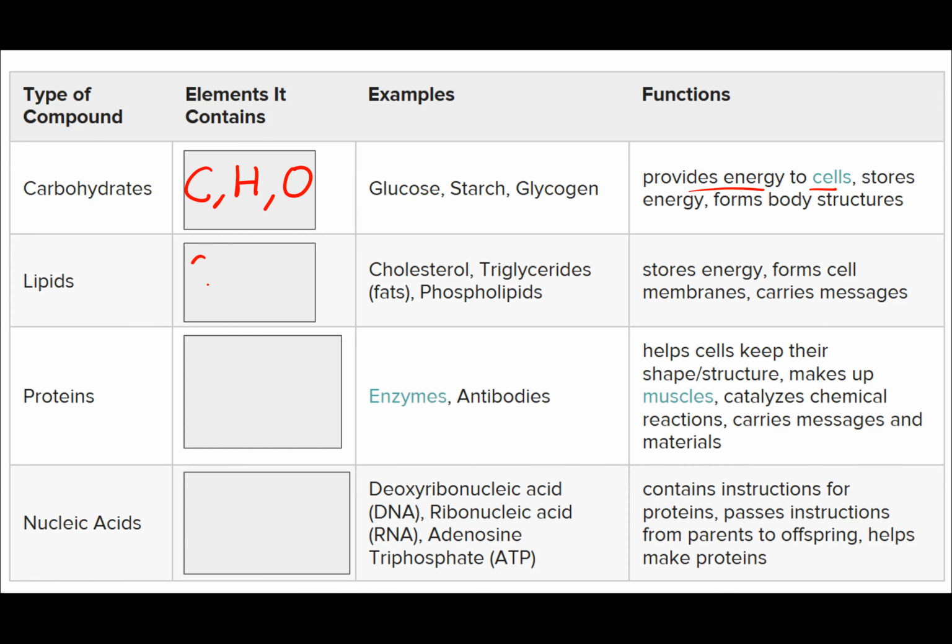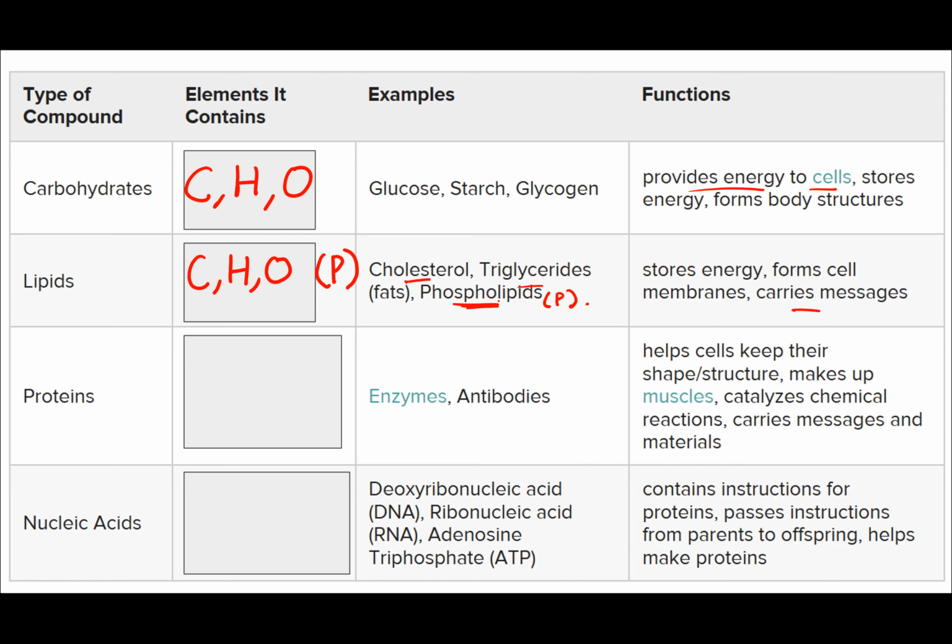Next, we have lipids. Lipids are also made of carbon, hydrogen, and oxygen, but certain lipids include phosphorus. I will write a P here just in case there's that particular type of lipid. Examples of lipids include cholesterol, triglycerides, and phospholipid, and phospholipid is the lipid that contains phosphorus, P. The major functions of lipids include storing energy, forming cell membranes, or carrying messages, such as hormones.